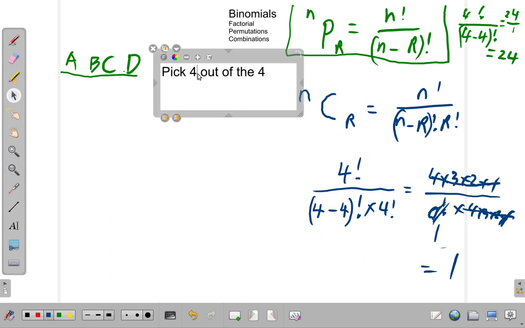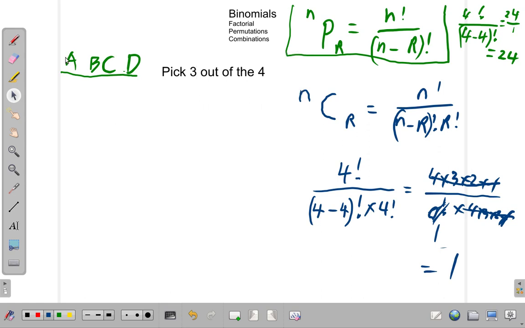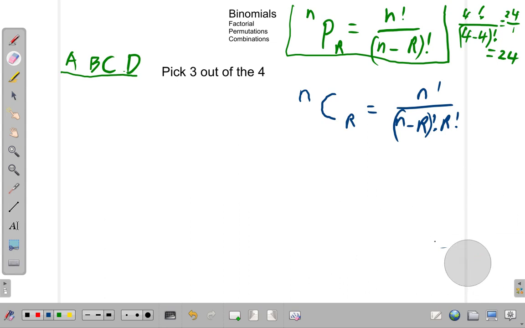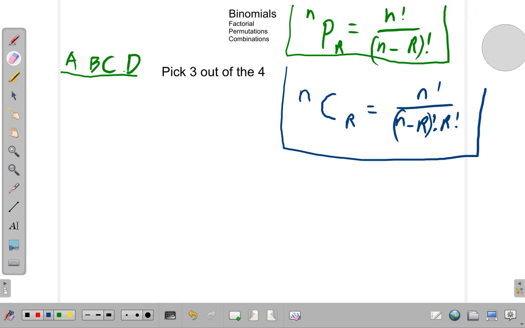Suppose I pick 3 out of the 4 available. 3 out of 4. Remember what happened before? Let me erase these things to make space. And by the way, let me put a box around this formula, another important formula. This up here was just a piece of working.